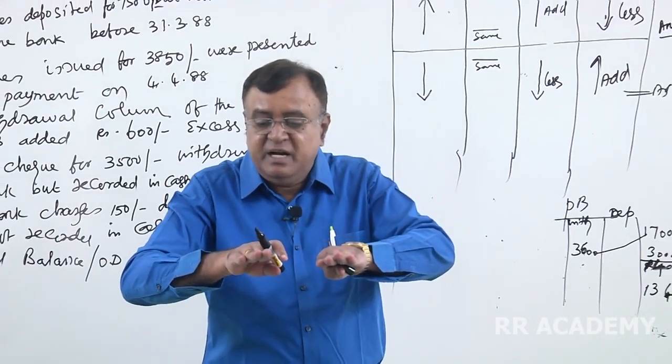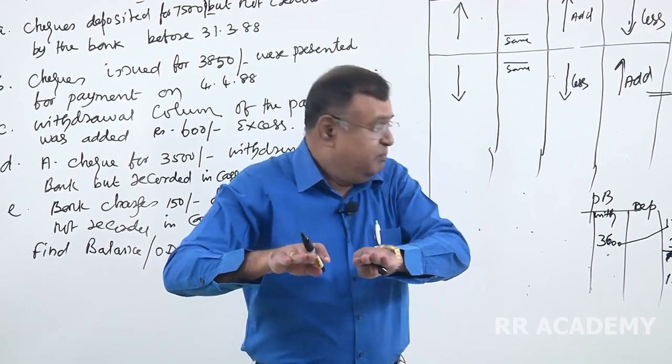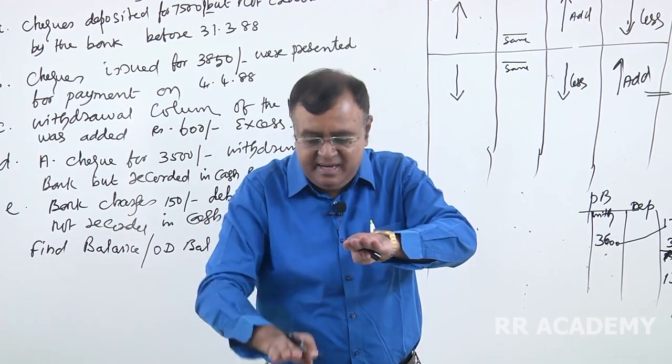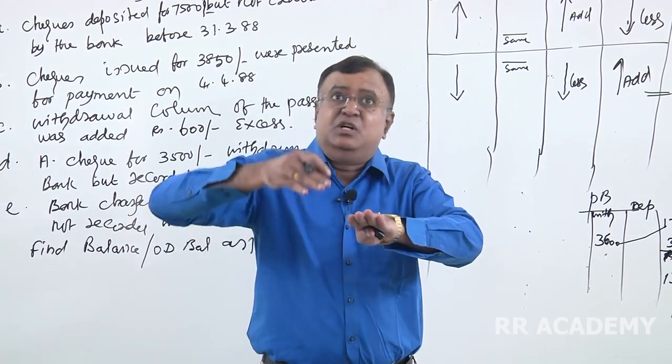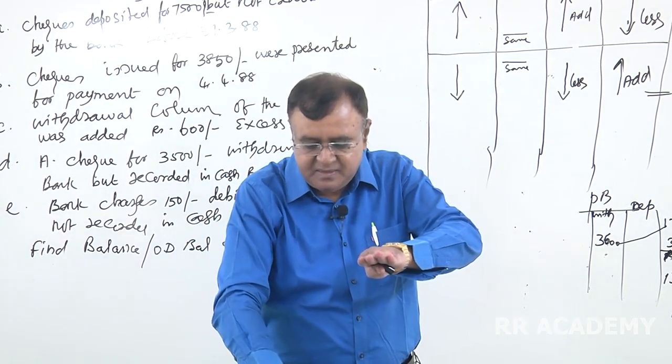Which book is it written in? Passbook. What happened to the balance? The balance has become less, because 600 rupees was added more, so the balance is less.